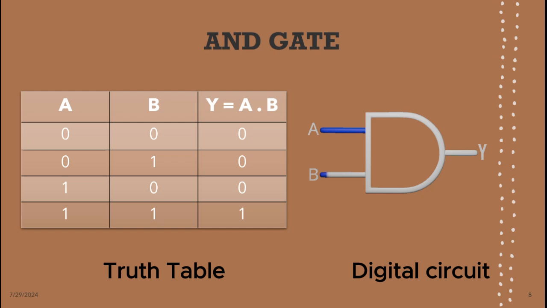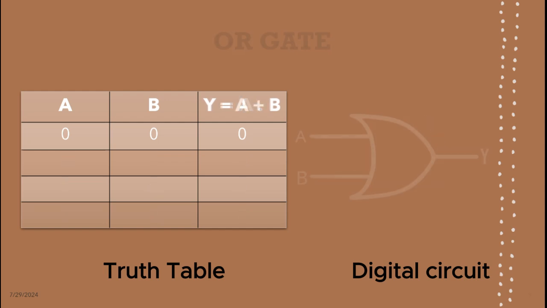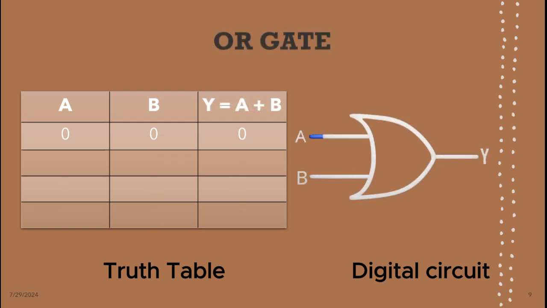The next gate is OR gate. As you can see, the digital circuit of OR gate, in the same way, contains two or more inputs and one output. The output could be true or false, high or low, 0 or 1. It depends upon the input given to the system.